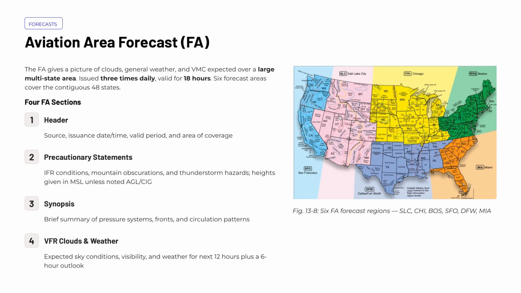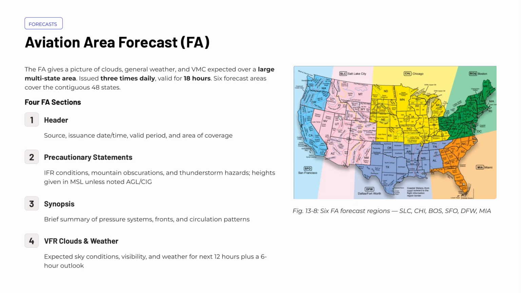The Aviation Area Forecast, commonly referred to as the FA, provides pilots with a broad picture of clouds, general weather conditions, and visual meteorological conditions expected across a large multi-state region. It is issued 3 times daily, remains valid for 18 hours, and 6 forecast areas together cover the entire contiguous 48 states, centered on Salt Lake City, Chicago, Boston, San Francisco, Dallas, Fort Worth, and Miami.